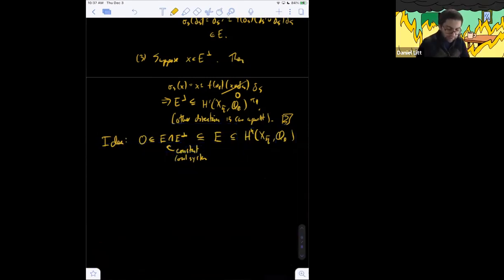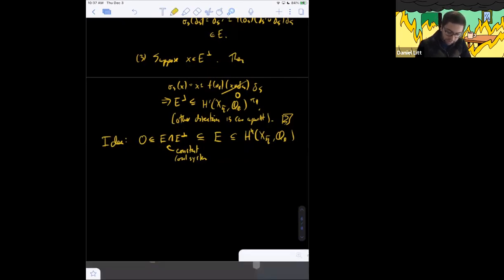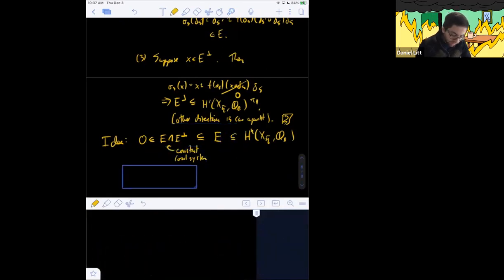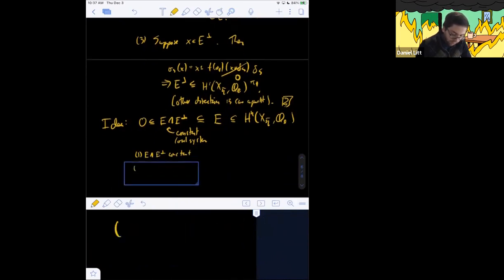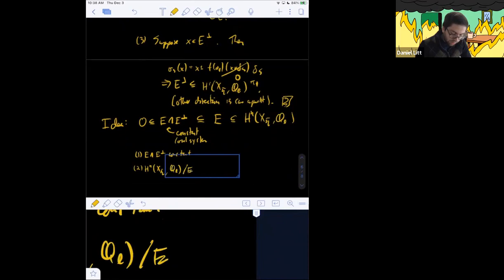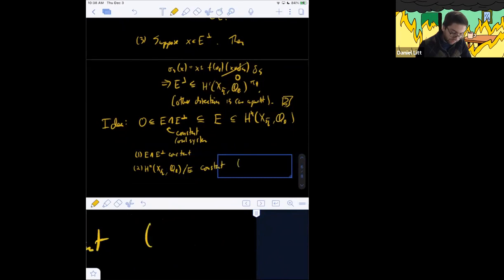So what's happening? This local system here is not interesting. It's a constant local system on P1. We can understand it just by understanding the fibers, which is something we can understand via the induction hypothesis. So let's look at these three parts. E intersect E perp is constant, so that will be easy to understand. Then there's another part, which is Hn x eta bar QL mod E. This is also constant, again by Picard Lefschetz.